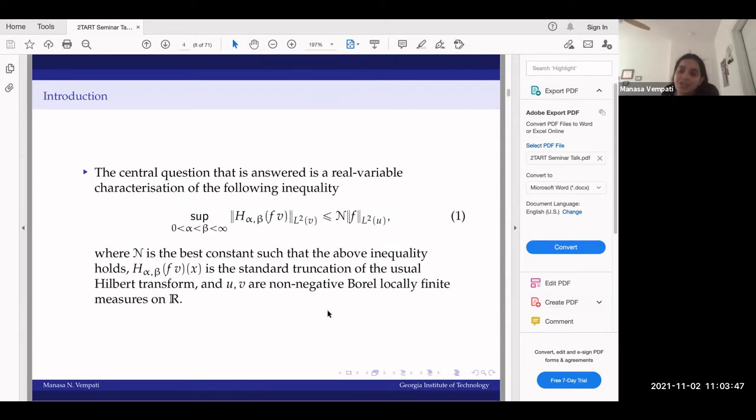The central question that was answered for the two-weight inequality of the Hilbert transform is to provide the real variable characterization for this inequality 1 that you see here, where H_{alpha,beta} is the standard truncation of the Hilbert transform. N that you see here is the best constant so that this inequality holds. u and v are the pair of weights on which we are doing this real variable characterization.